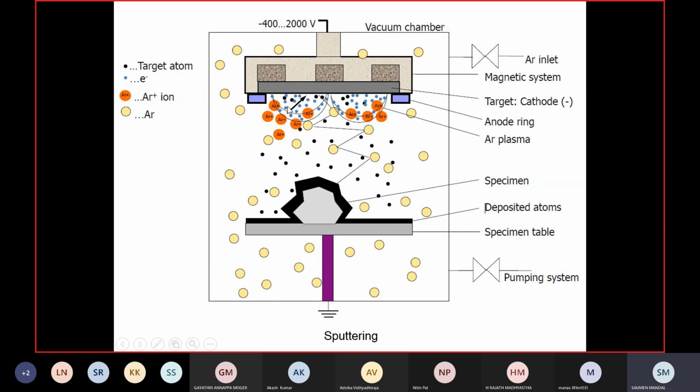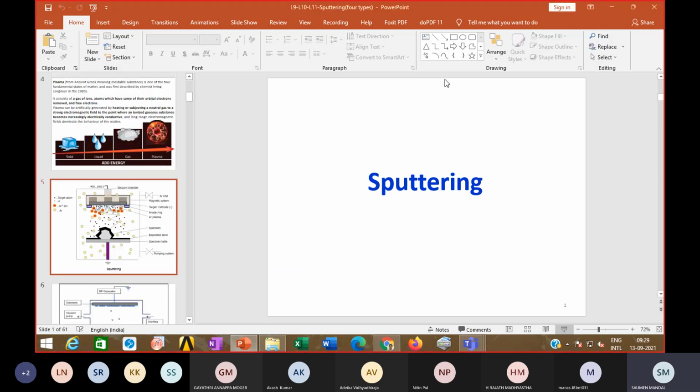You can see the free electrons are at the vicinity of the target material. What is the role of this electron? This electron will hit the argon and continuously keep making this process of argon to argon plus. This argon plus will hit this surface, and then atoms from the target surface will be ejected, and these atoms will now deposit on the substrate surface. Any questions so far?